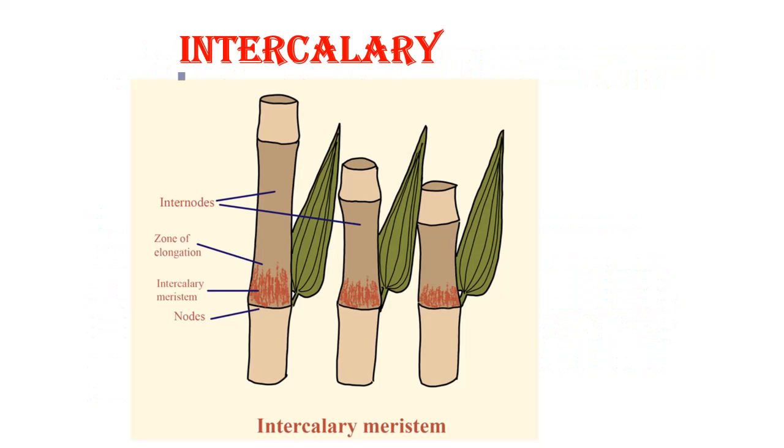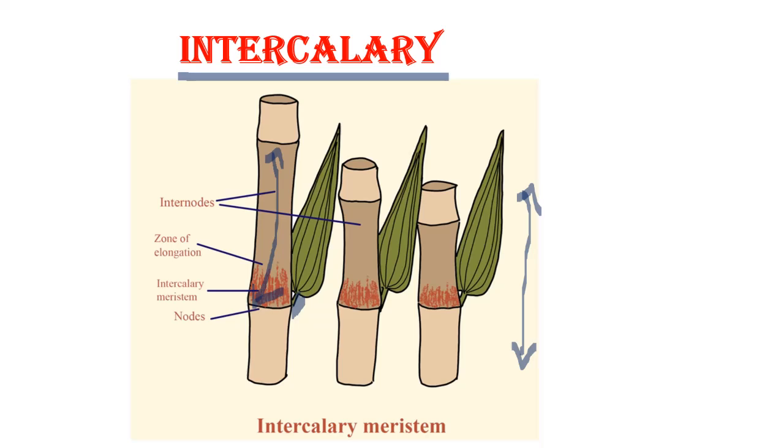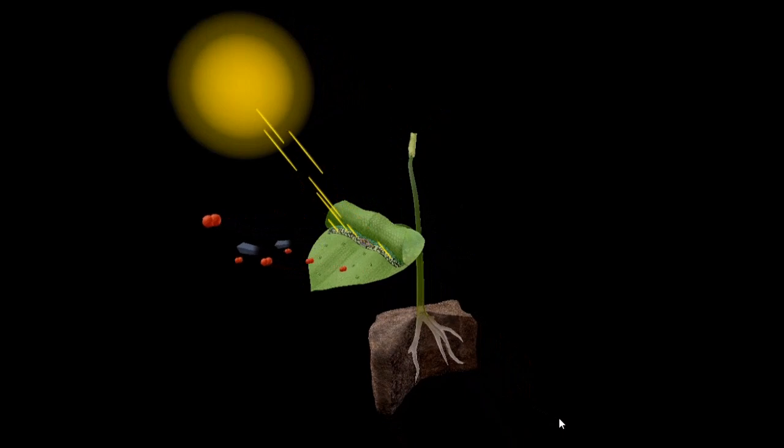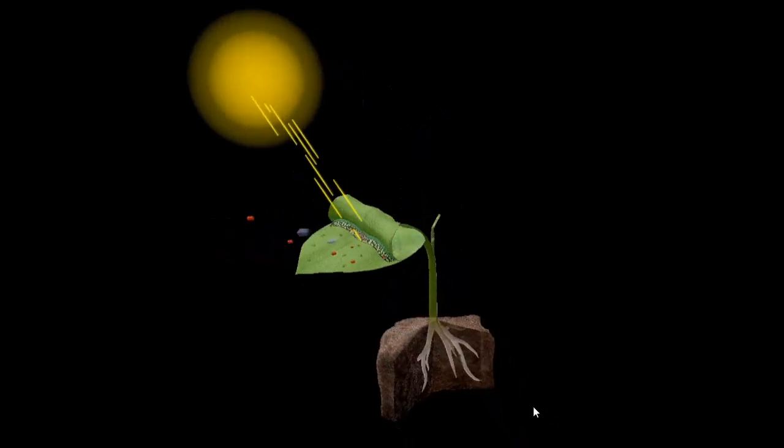These tissues are located at the base of the leaves or internodes, meaning areas between nodes, in grasses and certain other monocots. They are responsible for growth in length of the internodes or leaves. Intercalary meristems allow for regrowth after damage and contribute to the remarkable ability of grasses to quickly recover from grazing or mowing. These meristematic tissues ensure the continuous growth and development of plants, allowing them to adapt to the environmental conditions and fulfill their physiological requirements throughout their life cycle.